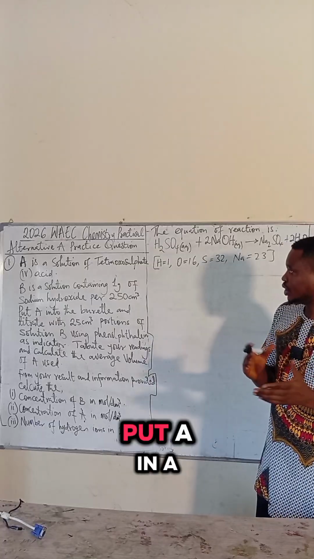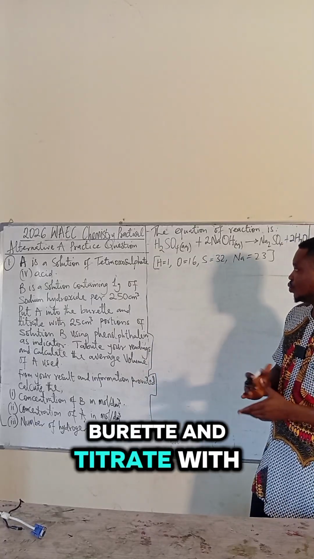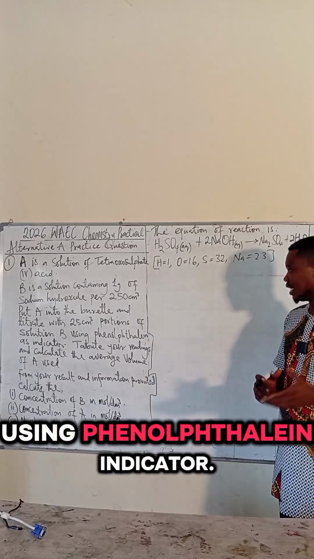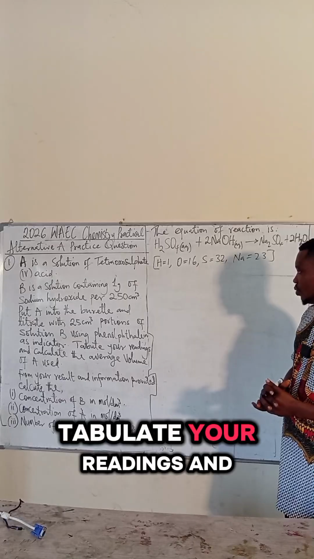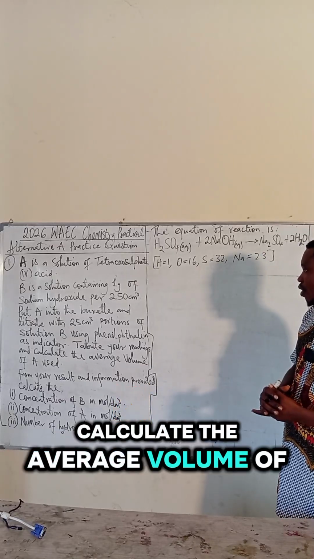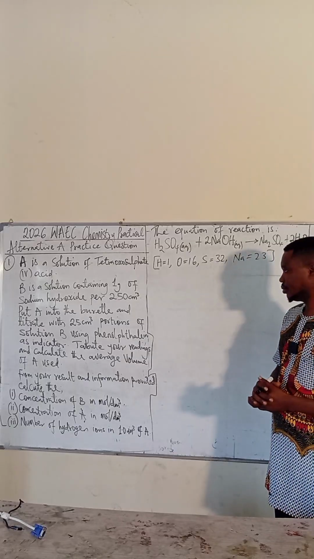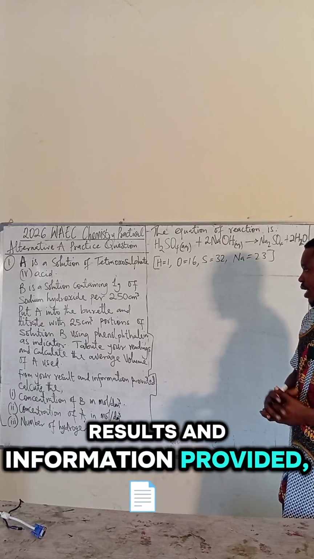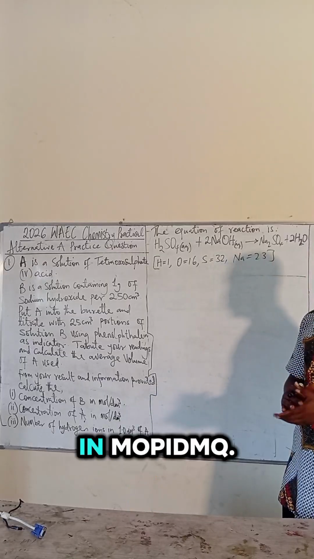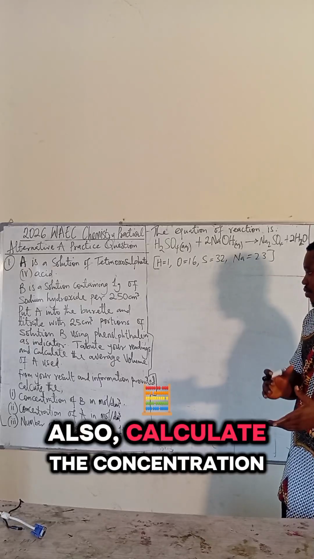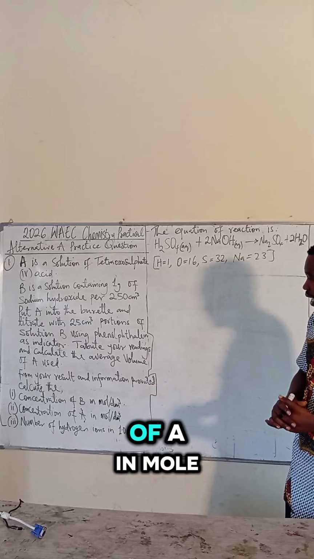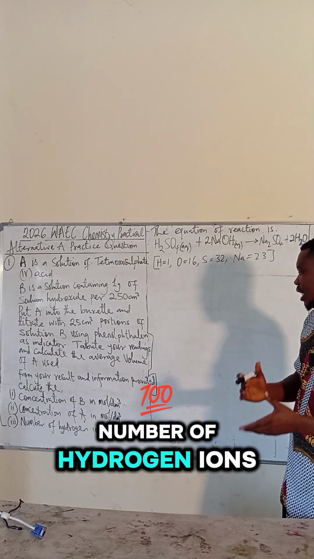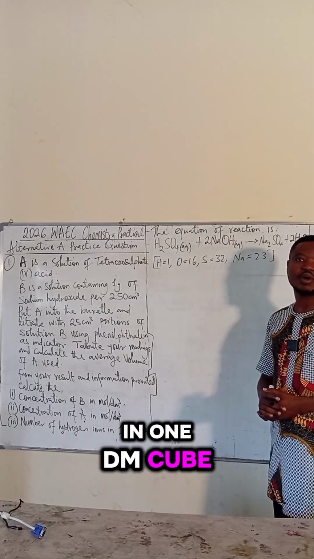It says, put A in a burette and titrate with 25 cm3 portion of a solution B using phenolphthalein indicator. Tabulate your readings and calculate the average volume of A used. Next, from your results and information provided, calculate the concentration of B in mole per dm cube. Also calculate the concentration of A in mole per dm cube. And finally, calculate the number of hydrogen ions in 1 dm cube of A.